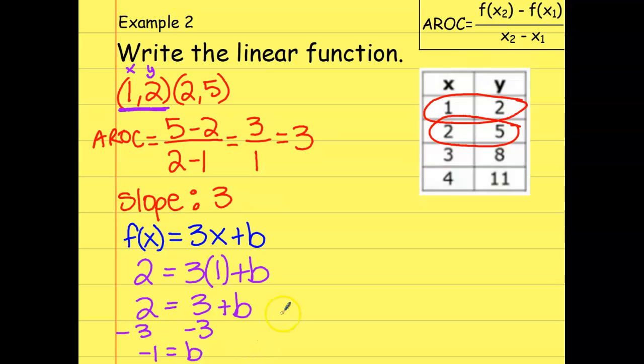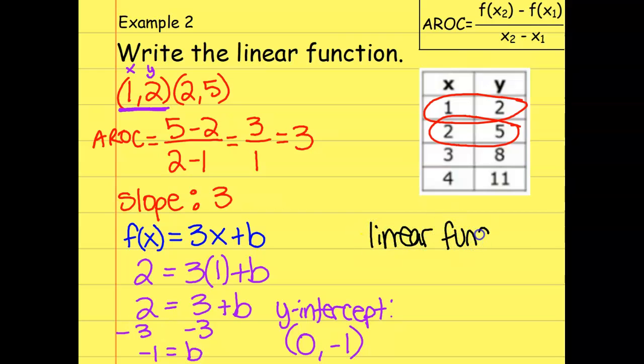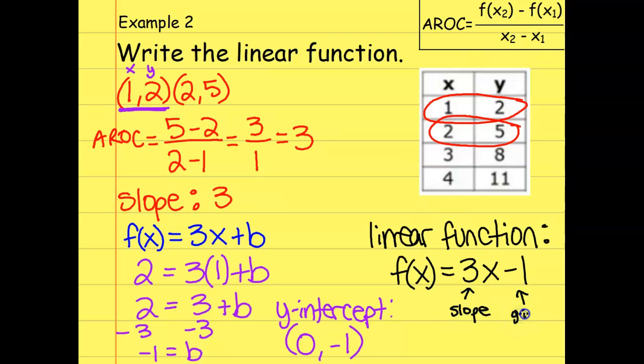And that tells us that the y-intercept is (0, -1). Remember, we always write our y-intercept as an ordered pair because it is a point on a graph. And now we can finally write our linear function. And it is f of x equals 3x minus 1. Again, because this is our slope and this is our y-intercept.